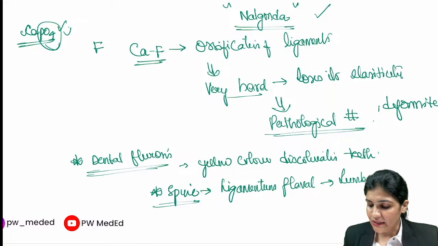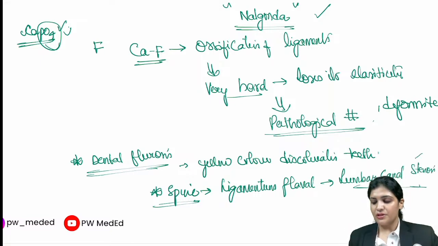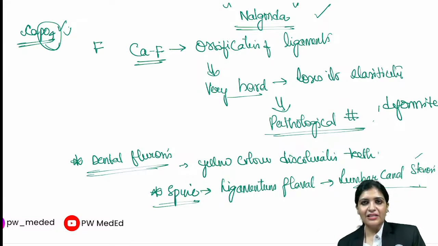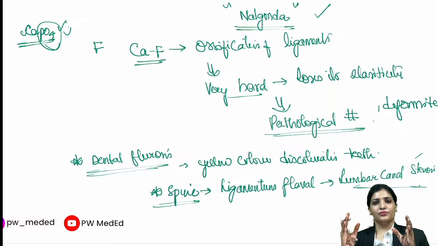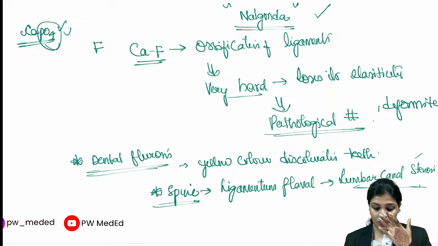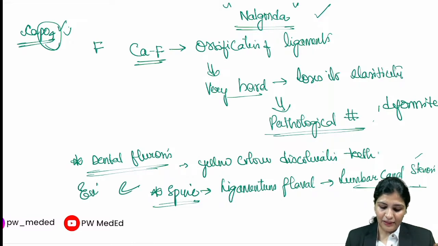So after you measure the fluoride levels, you will see that there is elevation of the urine fluoride in patients suffering from lumbar canal stenosis in people living in these endemic regions.